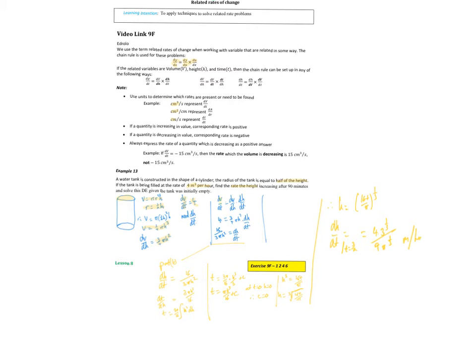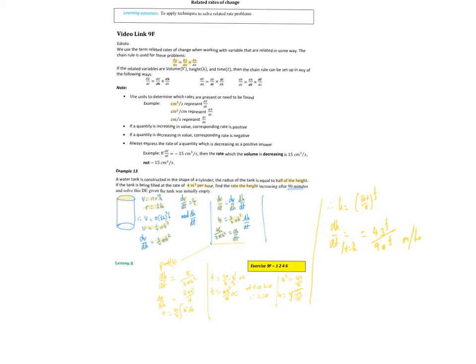From my chain rule, dV/dt is equal to dV/dh times dh/dt. So dV/dh I've just worked out, there's my 3/4 pi h squared. My dV/dt was given, and we were asked to find the rate the height was increasing, so dh/dt. So now I've got dh/dt is equal to 16 over 3 pi h squared. Okay, so we've got my dh/dt there.